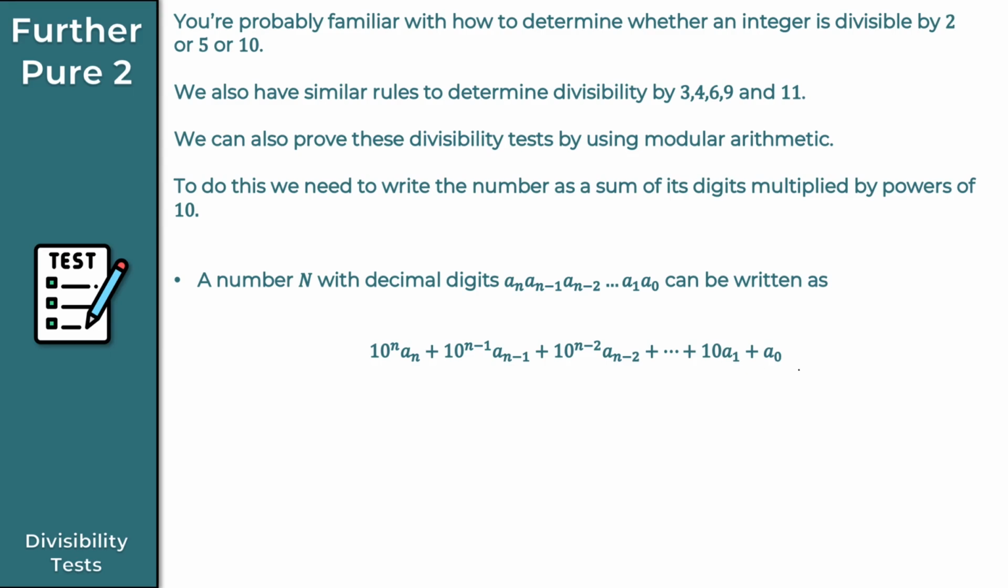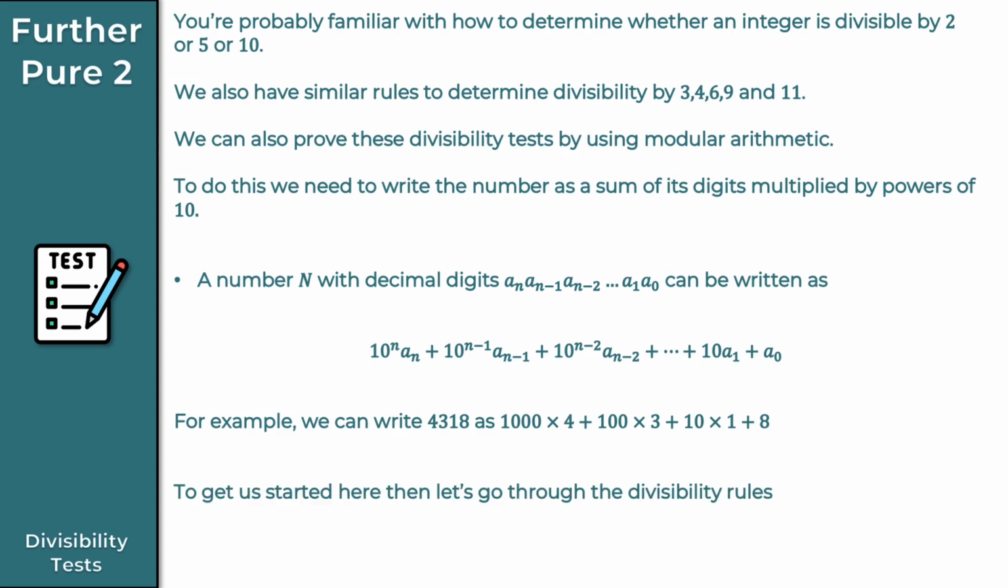If we have a 3-digit number, n equals 3. If we have a 5-digit number, n equals 5. For example, we can write 4,318 as 1,000 times 4 plus 100 times 3 plus 10 times 1 plus 8. In this case, this number is a 4-digit number, so n equals 4. Hopefully, this concept is pretty straightforward.